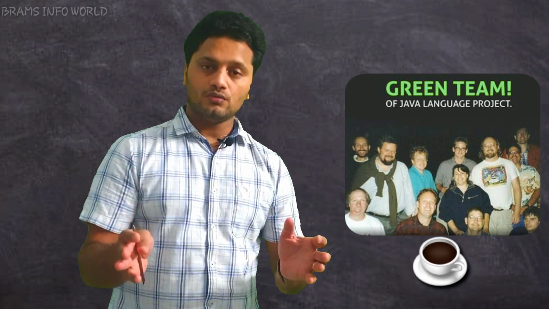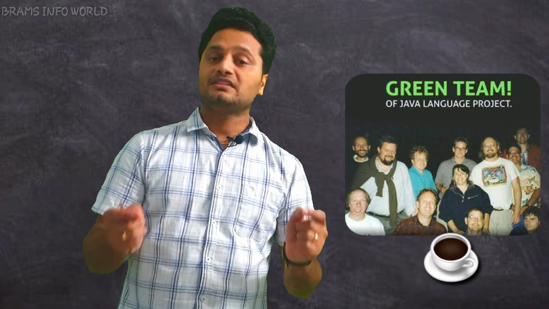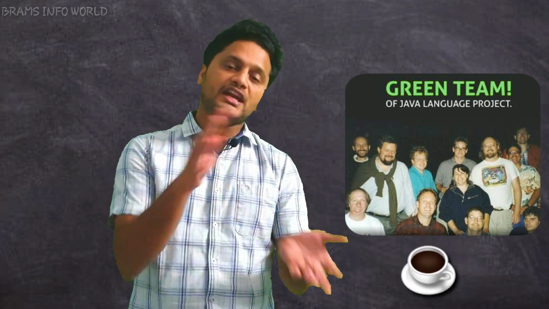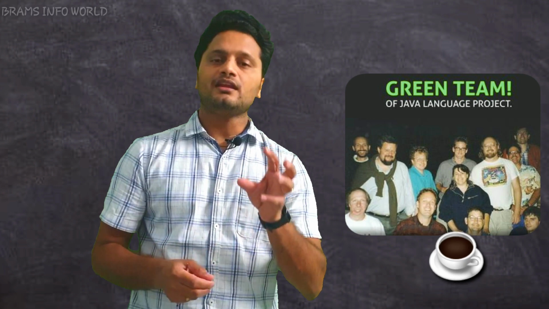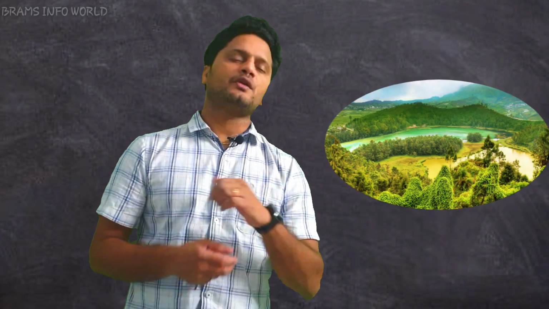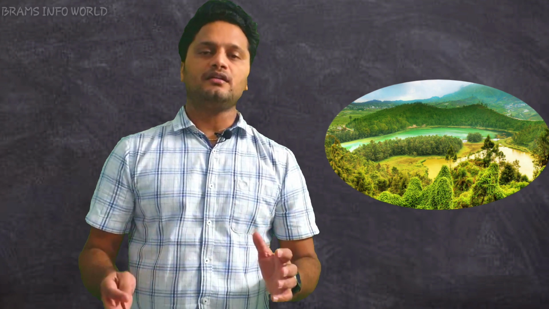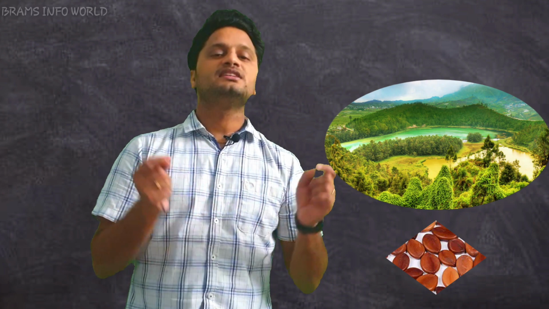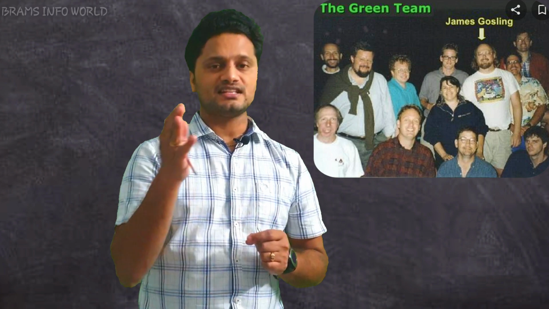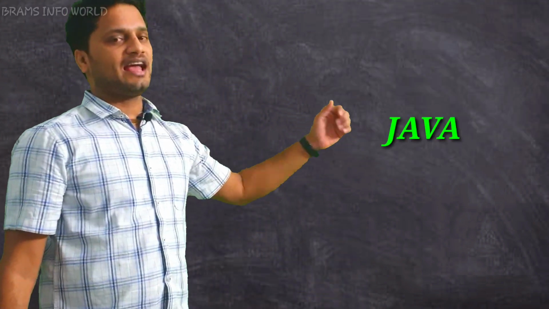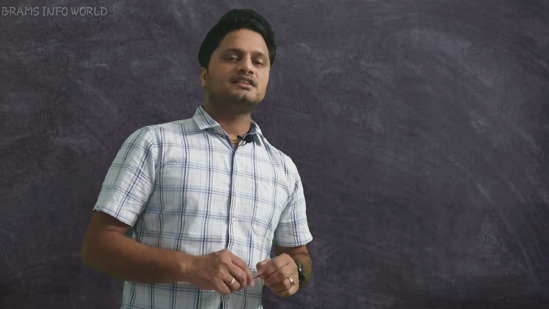They thought that coffee is the best name, but an alternative name for coffee during the 1800s was Java. Java Island from Indonesia is popular for its coffee seeds. So they decided that Java is the name, and James Gosling's name also starts with J. So ultimately, Java is a programming language. This is the basic history of the Java programming language.